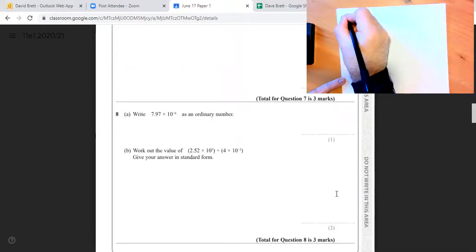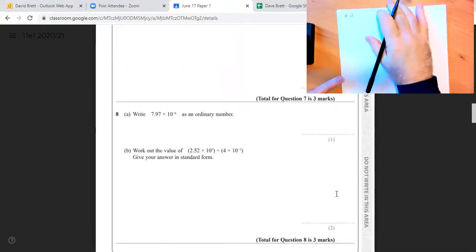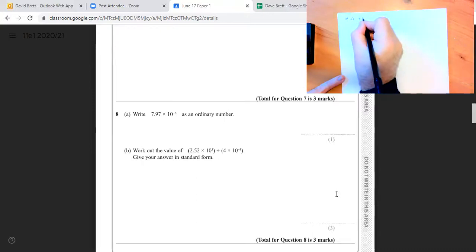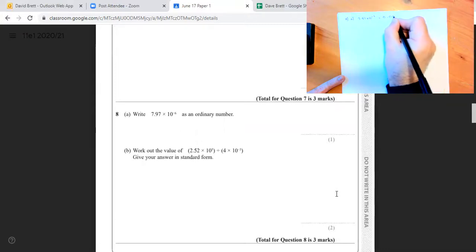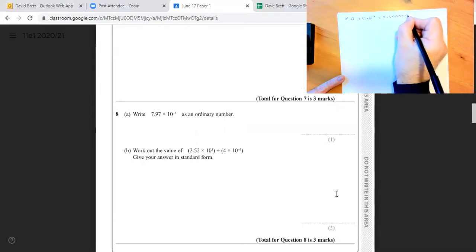7.97 times 10 to the minus 6 is 0.0000797.